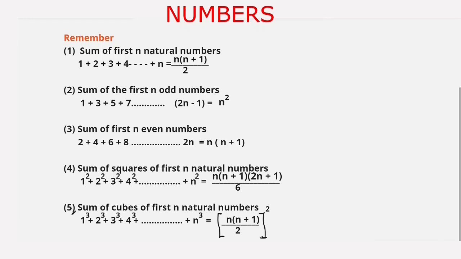upon 6. The fifth sequence is sum of cubes of first n natural numbers, 1 cube plus 2 cube plus 3 cube plus 4 cube goes up to n cube equal to n into n plus 1 upon 2 whole square. We can keep in mind that sum of first n natural numbers is n into n plus 1 upon 2 and cubes of first n natural numbers is just square of it, that is n into n plus 1 upon 2 whole square. This way we can easily keep in mind and memorize it.